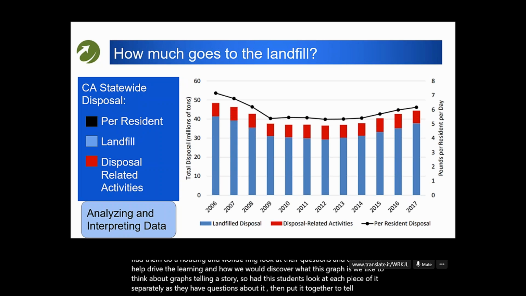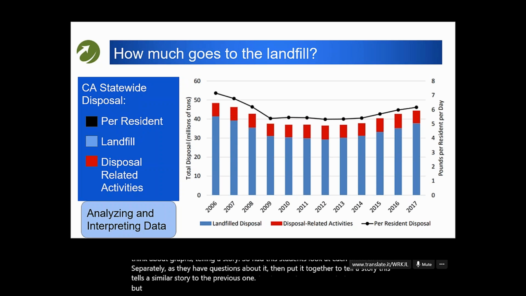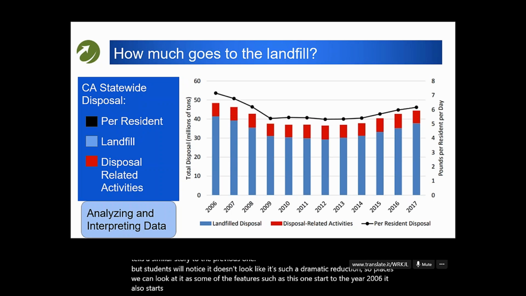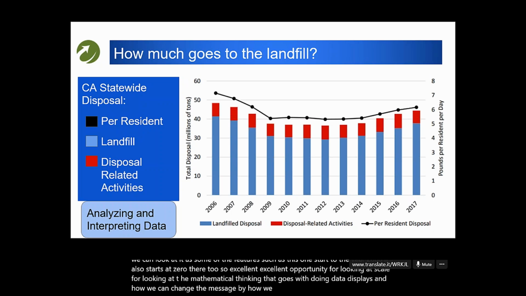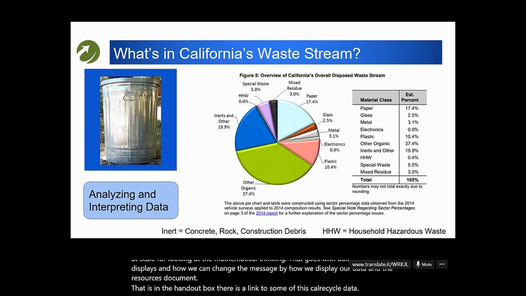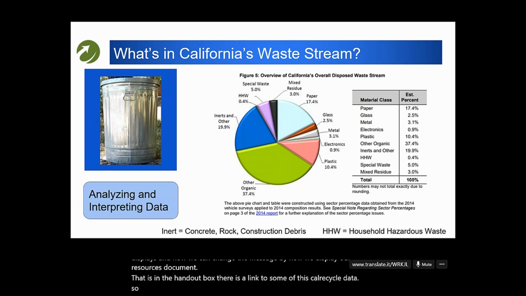This tells a similar story to the previous one, but students will notice it doesn't look like such a dramatic reduction. So places we can look at are some of the features, such as this one starts at the year 2006. It also starts at 0 there too. So excellent opportunity for looking at scale, for looking at the mathematical thinking that goes with doing data displays and how we can change the message by how we display our data. And in the resources document that is in the handout box, there is a link to some of this CalRecycle data.